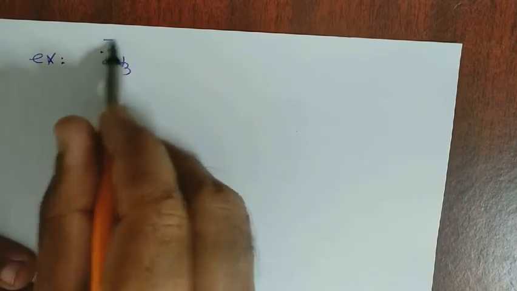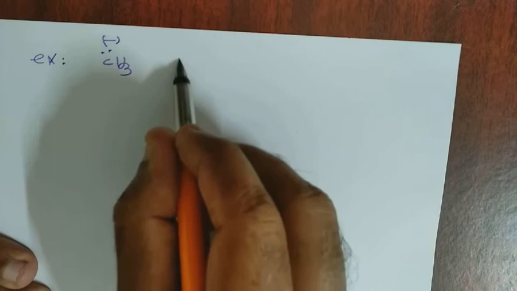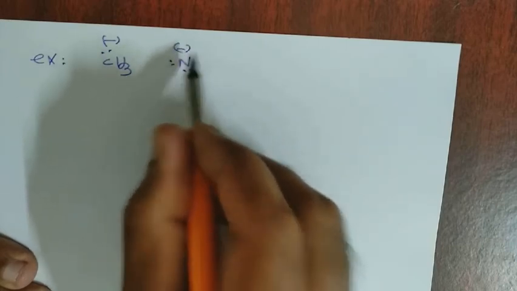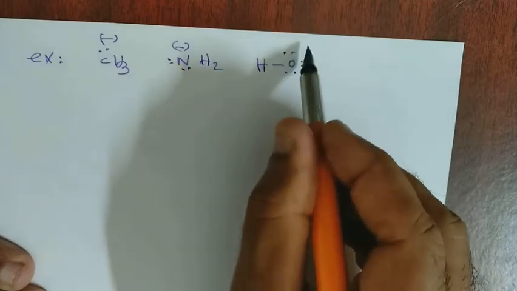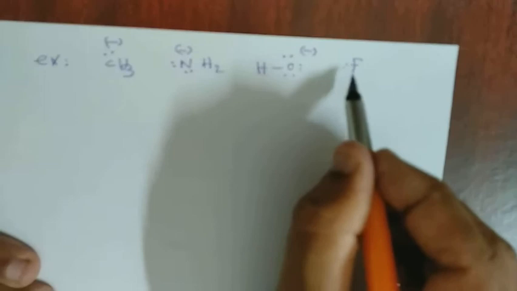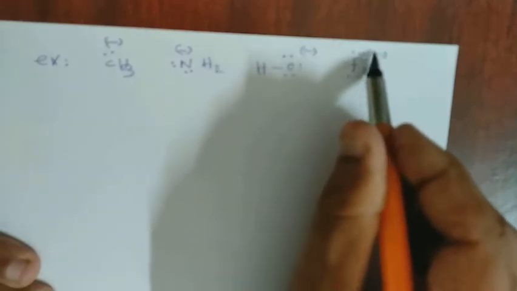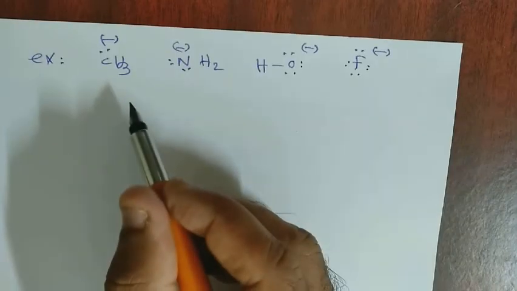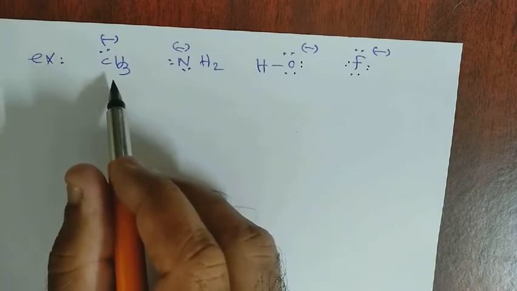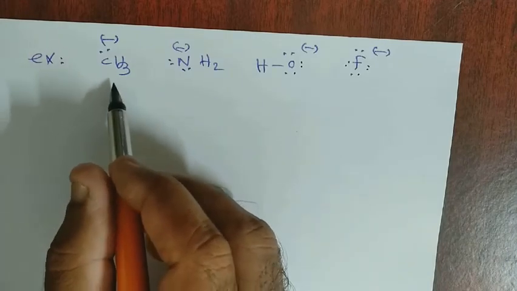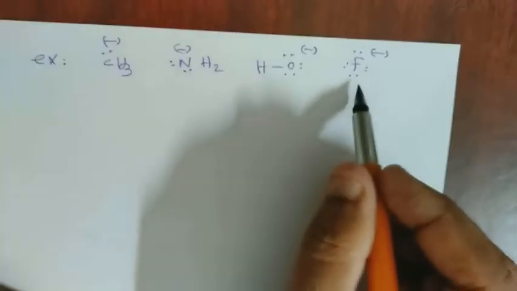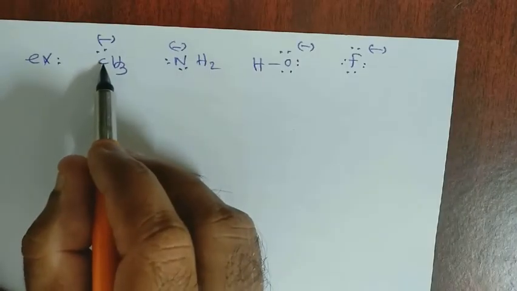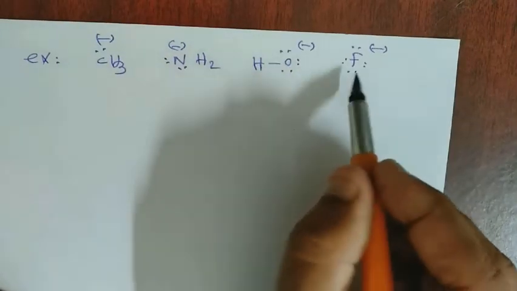For example, CH3 minus, NH2 minus, OH minus and F minus. First one, methanide ion or methyl carbanion. Second, amide ion. Third, hydroxide ion. Fourth, fluoride ion. Here the donor atom is carbon. Here nitrogen. Here oxygen, fluorine.